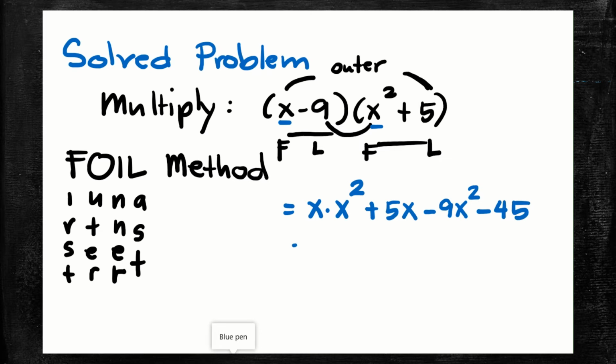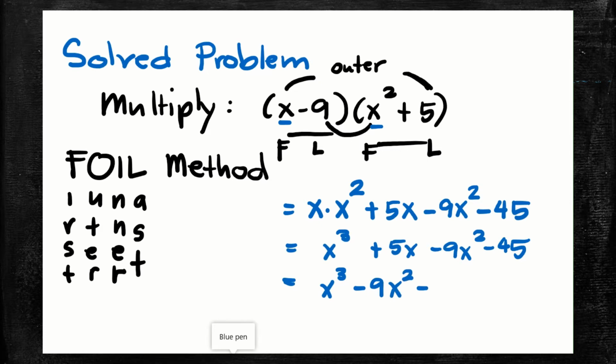Simplify the expression, you get x times x squared is x cubed. 5x will remain as 5x. You have negative 9x squared minus 45. Then arrange by descending powers. So we start with x cubed, negative 9x squared, plus 5x, and then minus 45. And there you go. We were able to obtain the product of x minus 9 and x squared plus 5.